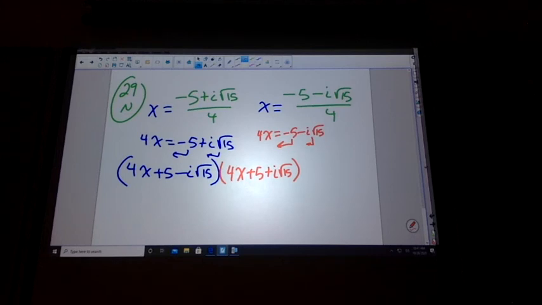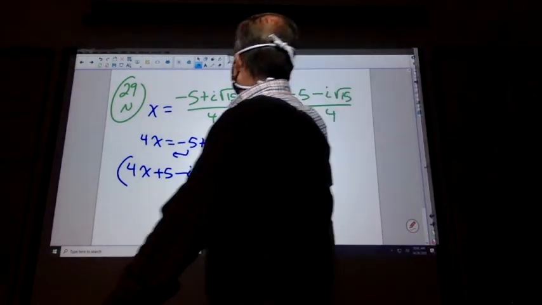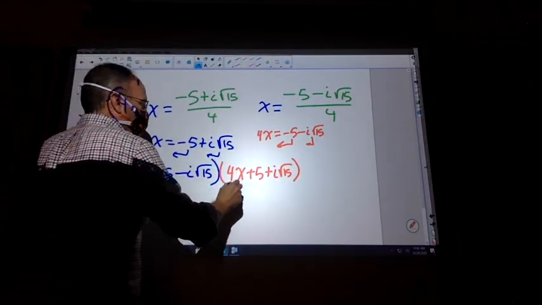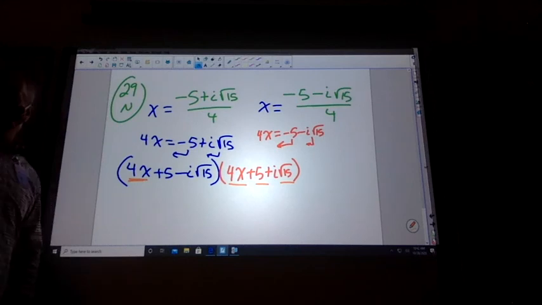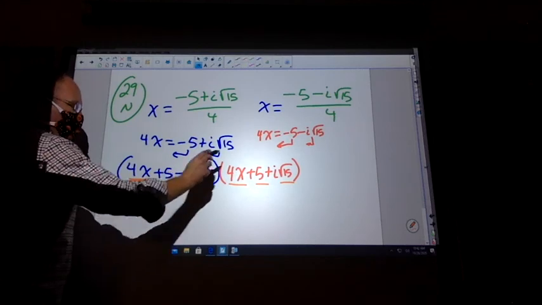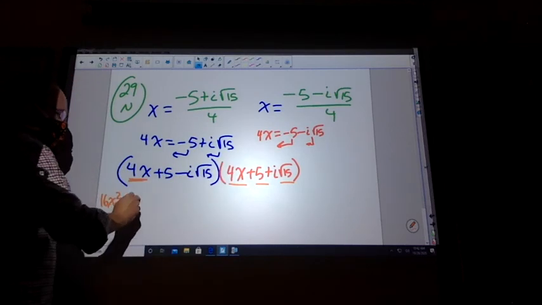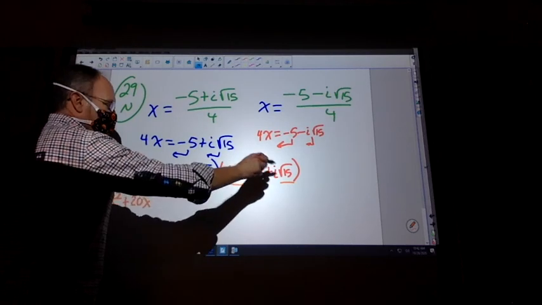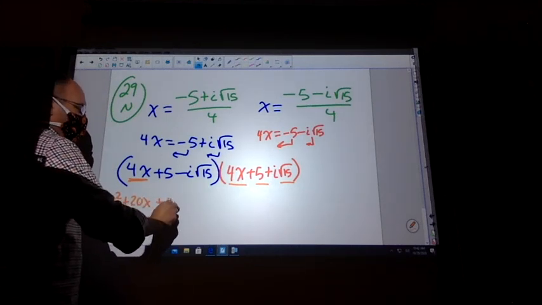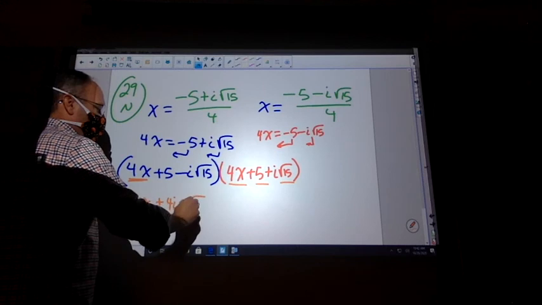Okay. We are going to do a triple distribution. It's foiling on steroids. Okay? So what I'm going to do is this. Let's change up colors. Let's go orange. So this 4x I'm going to multiply times all three of those, first thing. So 4x times 4x is 16x squared. 4x times 5 is plus 20x. 4x times i root 15 is plus 4ix root 15.